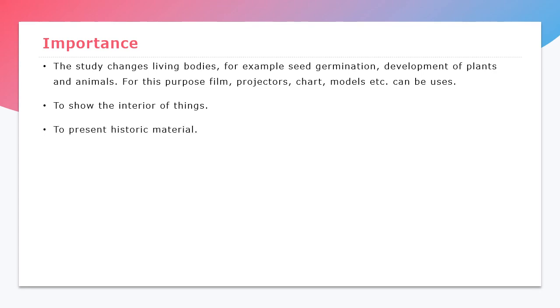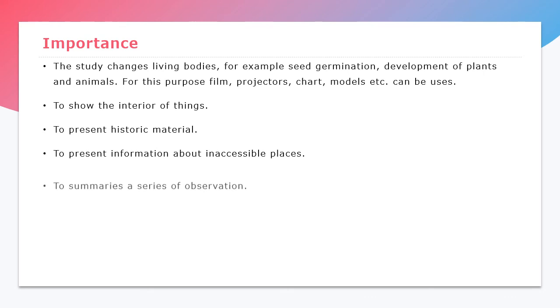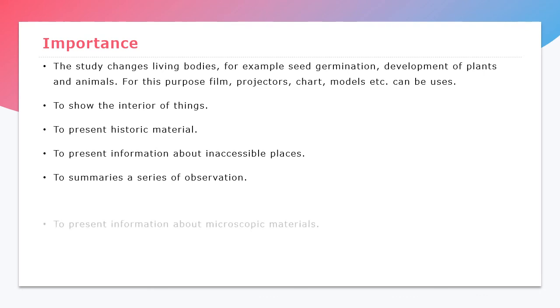To present historical material, photographic records of important events, people, and places can be used. To present information about inaccessible places, since it is often impossible to visit some places, we can use photographs, films, and TV programs as effective aids to give information to the pupils. To summarize a series of observations after a field trip, a suitable film represents a quick summary of things observed.